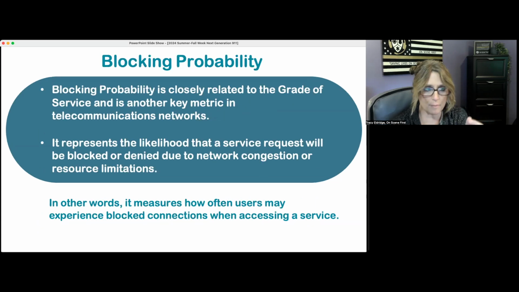Blocking probability is closely related to the grade of service, and it's another metric in the telecommunications network. It represents the likelihood that a service request will be blocked or denied due to network congestion or resource limitations. And I've got a Tracyism coming up to tell the difference between the two. In other words, it measures how often the users may experience blocked connections when accessing the service.